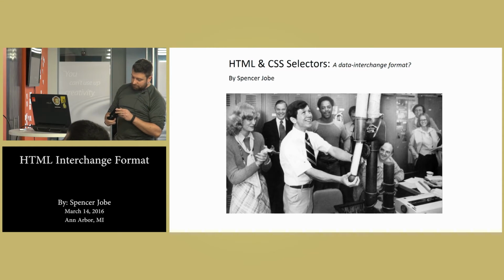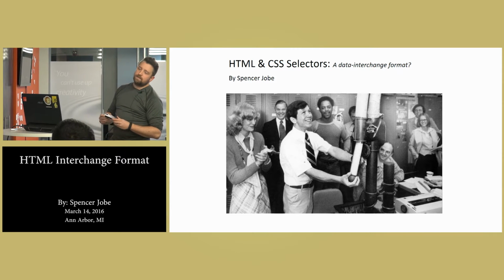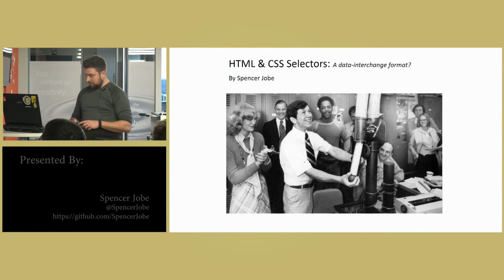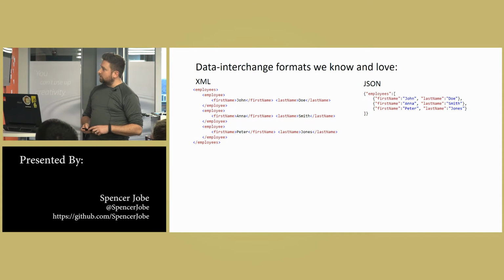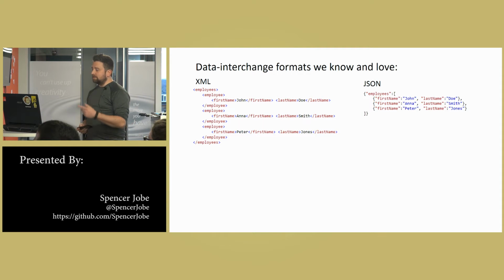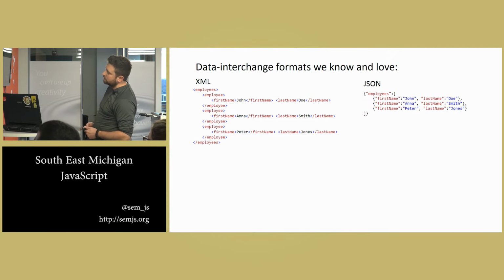So my name is Spencer Jobe, and I'm going to be talking to you today about using HTML and CSS selectors as a data interchange format. So these are some data interchange formats that we know and love, possibly hate. XML, JSON. I got these examples from W3 Schools, and they're pretty basic.